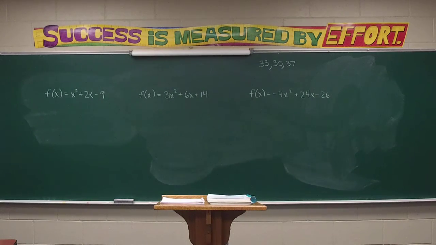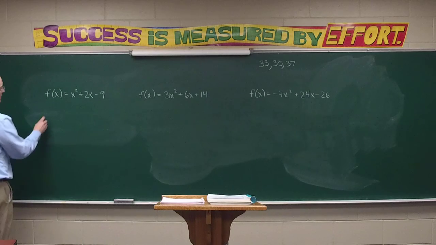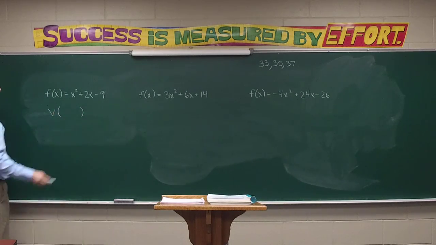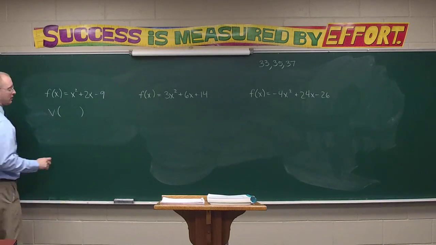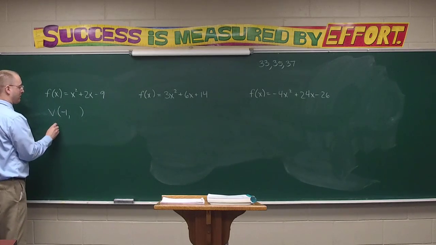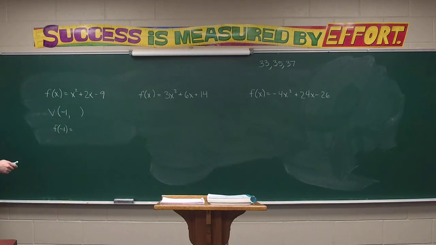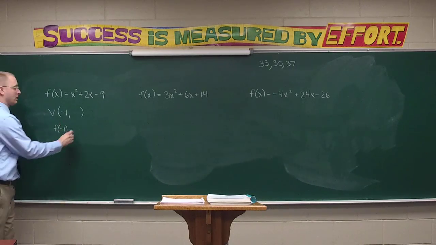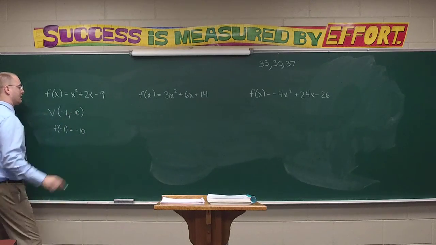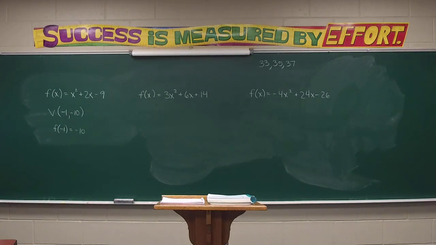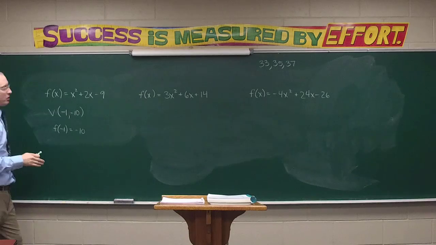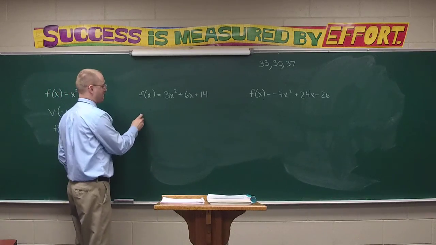For the sake of time, let's go ahead and take a look at these together. On the first one, we go to find the vertex. Nice thing is, we don't have to factor anything. We just take negative half of b, Maddie, and then we find f of negative 1 to get what, Kendall? Negative 10. And so my vertex is negative 1, negative 10. How many have that for number 33? All right, questions?